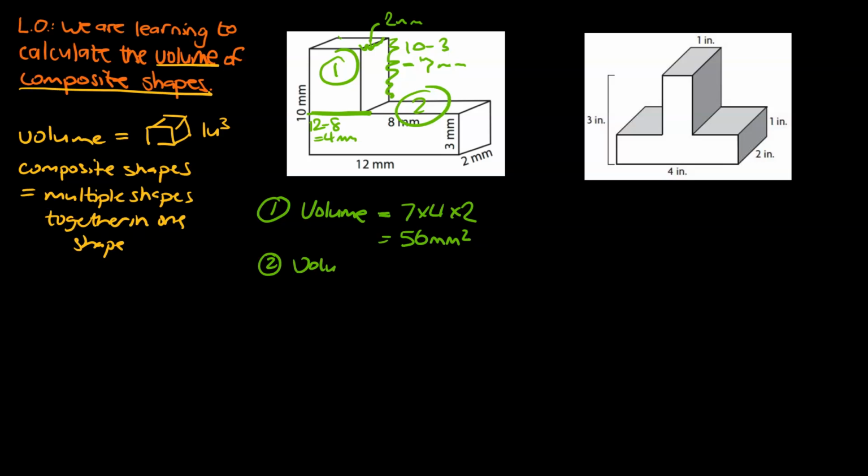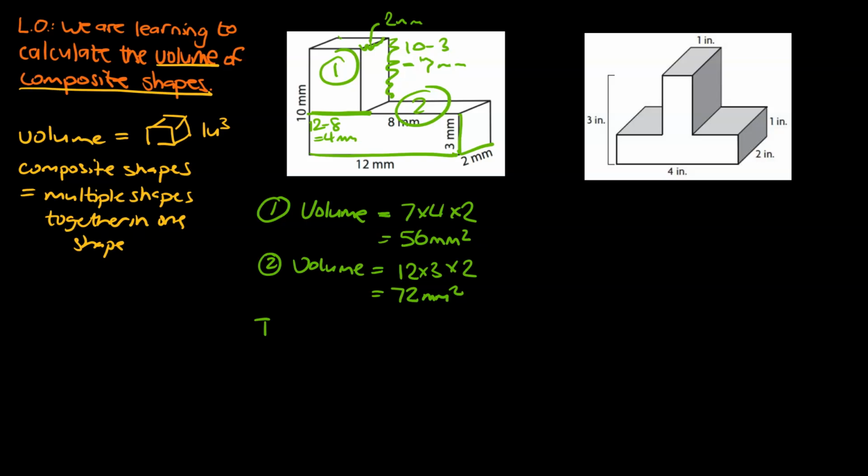The volume of the second part is going to be 12. That measurement's already given to us, 2 is given to us, and 3 is given to us, so it's going to be nice and easy. It's going to be 12 times 3, which would get us the area of the face. We then multiply it by the depth of that shape. So that becomes 6 times 12, which gets us to 72 millimeters cubed.